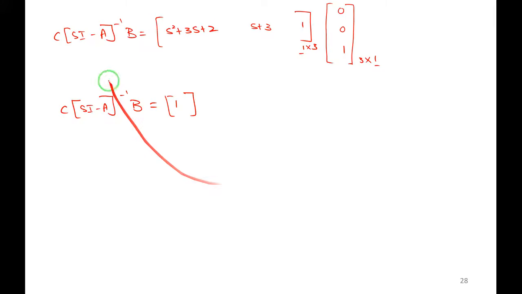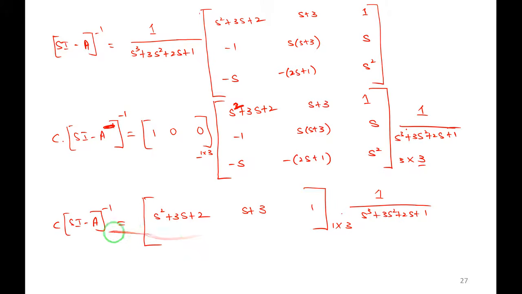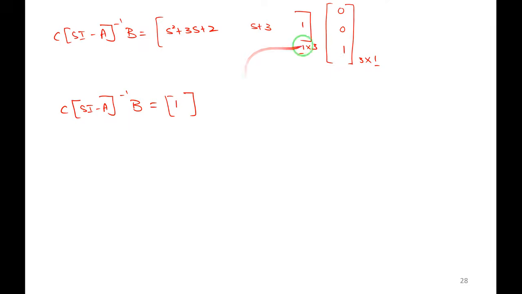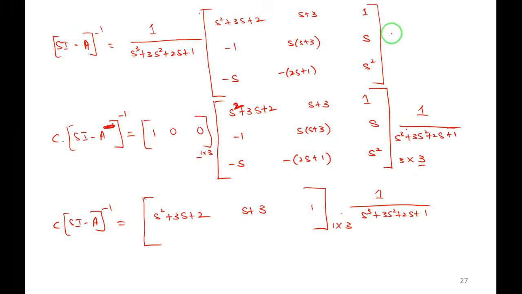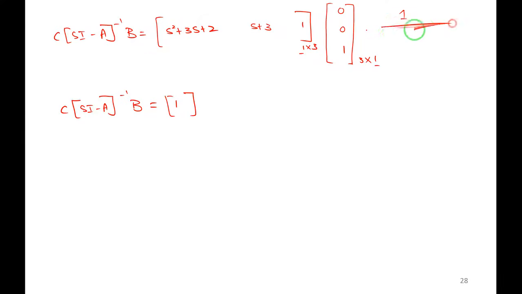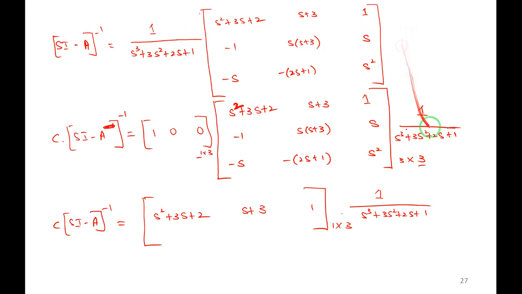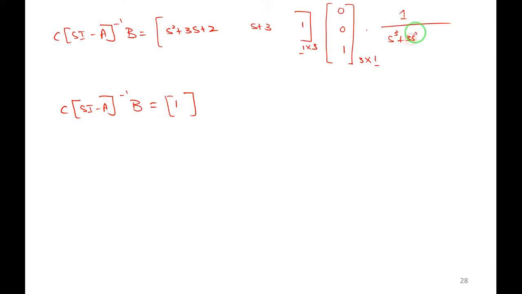Okay, next, C (SI minus A) inverse into B. This is fine. Let me append here: 1 by s cube plus 3s square plus 2s plus 1. So it is 1 by s cube plus 3s square plus 2s plus 1. So this entire thing I have left now. So I have to carry forward.